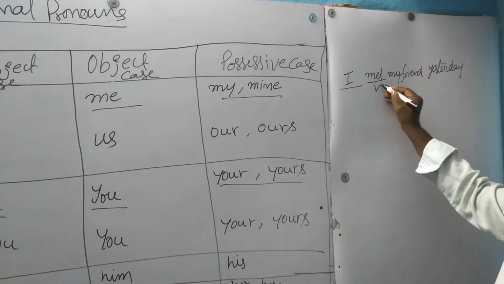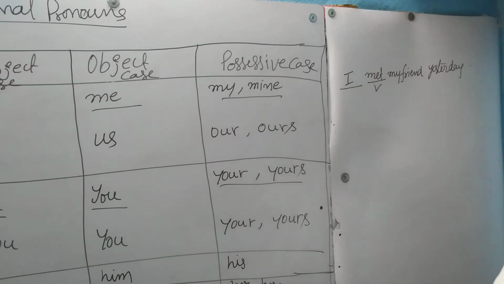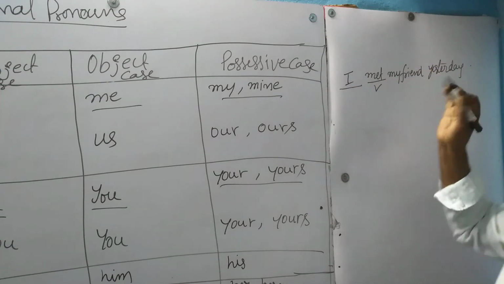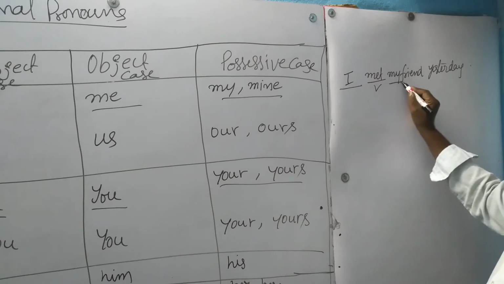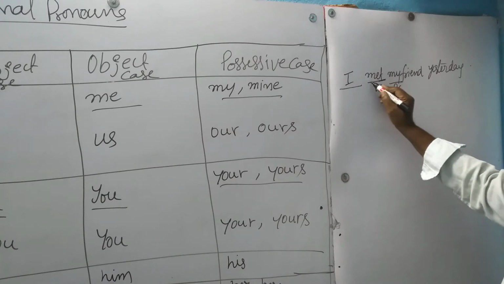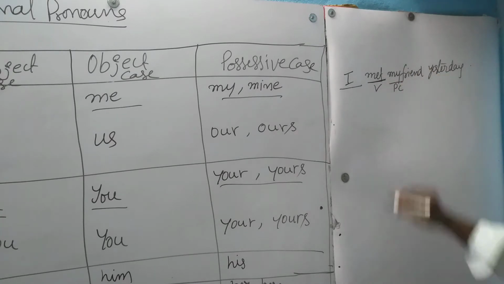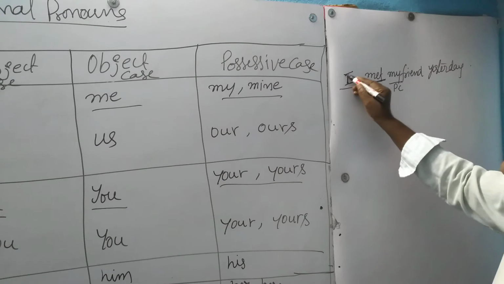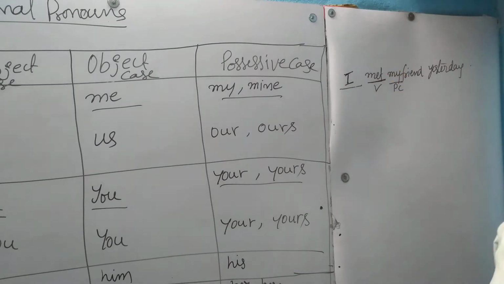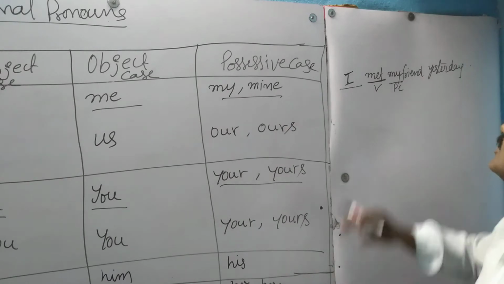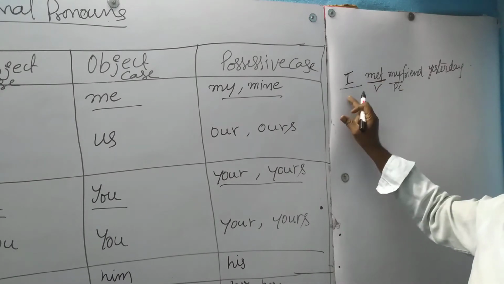Subject case we have to use before verb only. This one we should not use here. Rare cases we can use, later we can discuss. My friend, my is a possessive case. My friend we use after object here. But subject case compulsorily we have to use in front of the verb only. All the subject cases of three personal pronouns we have to use before the verb only.